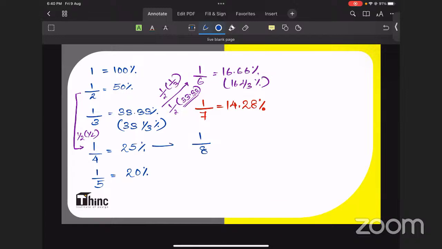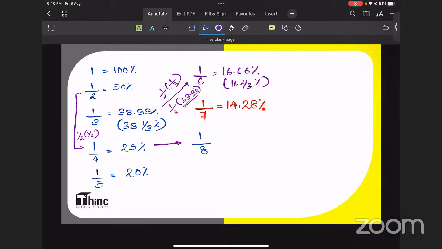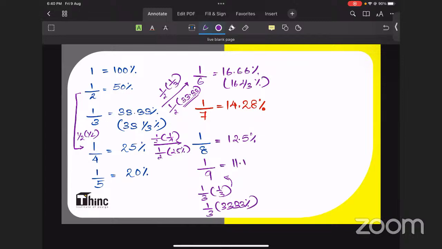Next is 1 by 8. 1 by 8 is half of 1 by 4. So half of 25 is enough. So 1 by 8 is 12.5%. Next is 1 by 9. 1 by 9 is 1/3 of 1 by 3. So 1/3 of 33.33 is enough. That is 11.11%.